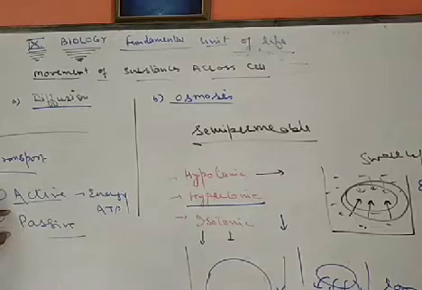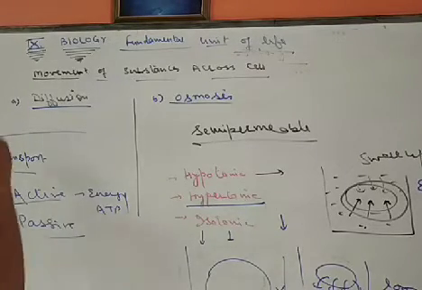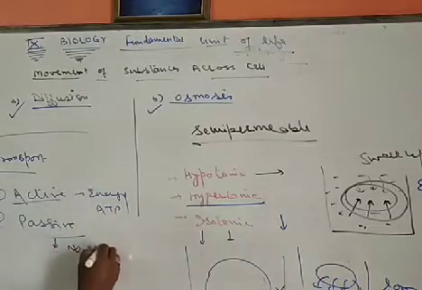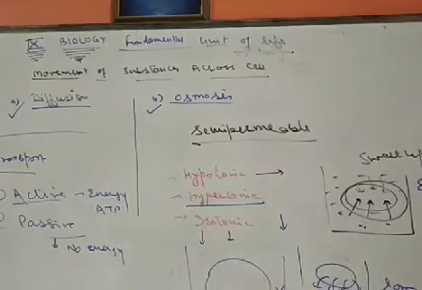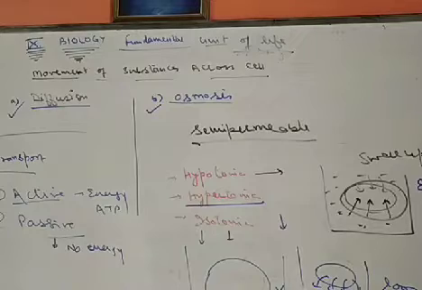While in the case of passive transport, it occurs simply through the process of diffusion and osmosis. Here no energy is utilized for transport of substances across the cell or across the cell membrane.